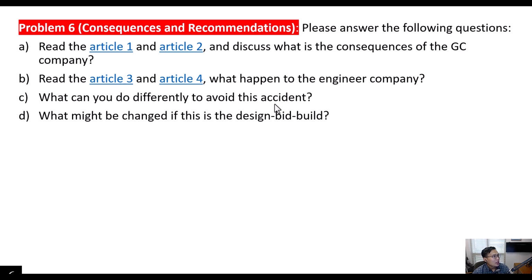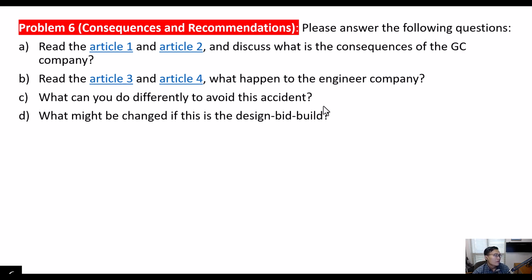What can you do to avoid the accident? So if you are the GC, what can you do to avoid the accident? I will let you think a little bit about that. I recommend you pause the video and think a little bit about that before I share my opinion. All right, so after you think a little bit about that, I'll share here my opinion.